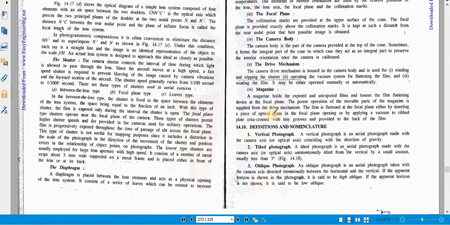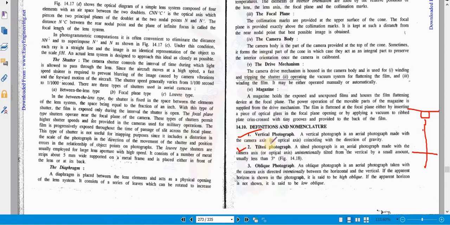Now some definitions and nomenclature related to photogrammetric surveying, which are required while studying it. One is the vertical photograph. A vertical photograph is an aerial photograph made with the camera axis coinciding with the direction of gravity. Suppose this is your vertical plane and the camera is kept in this way, and the ground is facing this side, so it is facing the gravity in the vertical direction. So this is a vertical photograph.